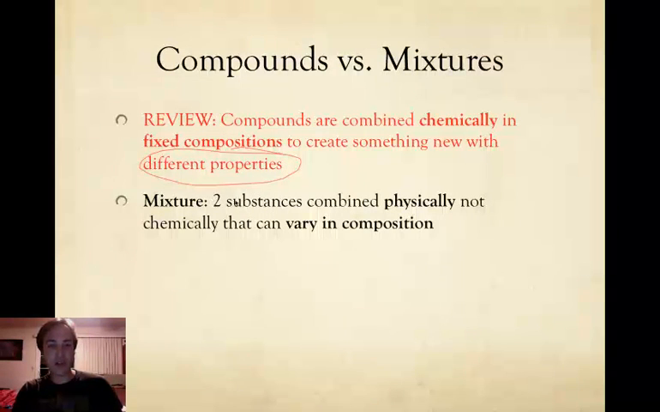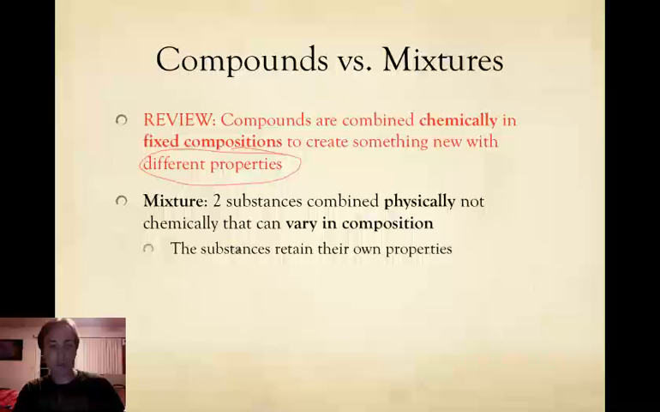Mixtures, on the other hand, contain two substances that are combined physically, not chemically. They can vary in composition. To give an example, in a salad, you could have some salads that have lots of lettuce, some salads that have very little lettuce. You could have salads that have lots of tomatoes and salads that don't have tomatoes. So they can vary in composition, but we still call it a salad.